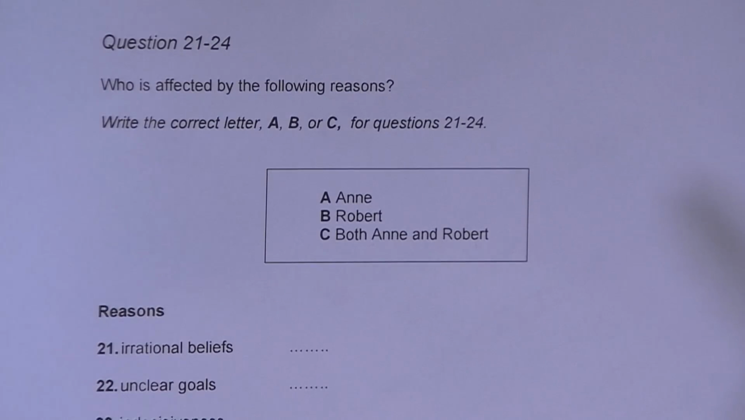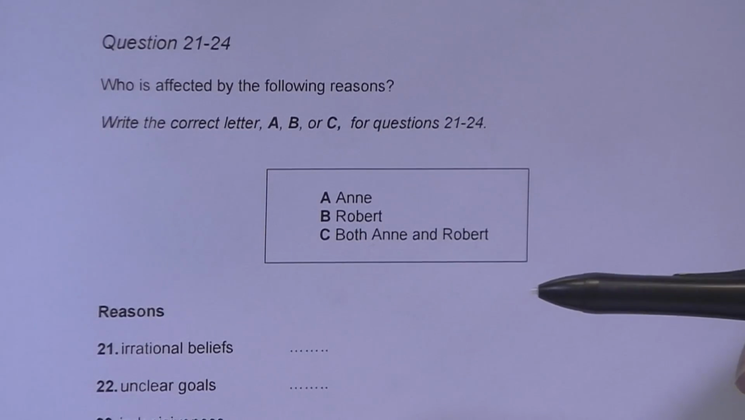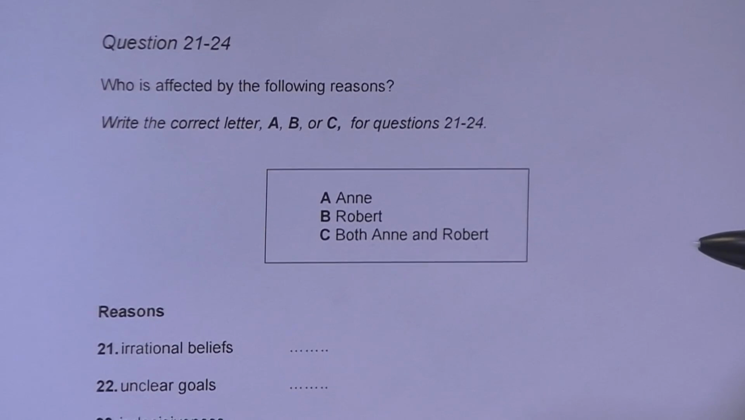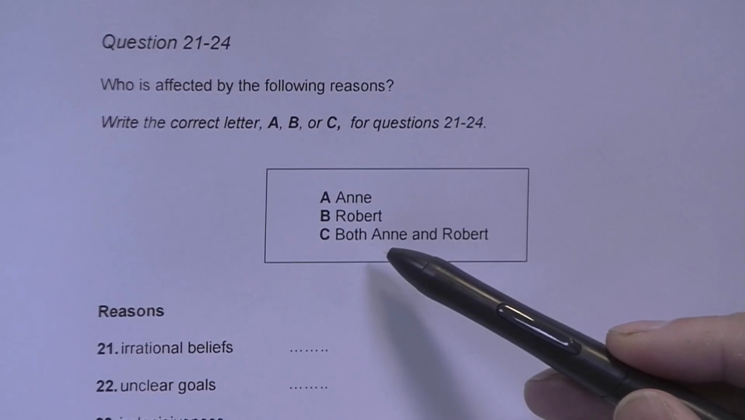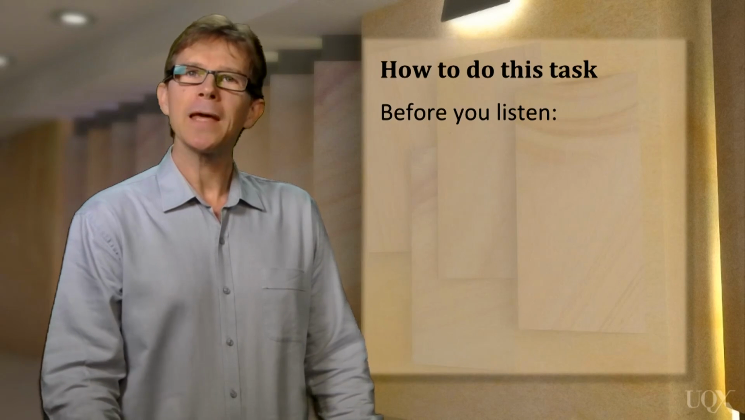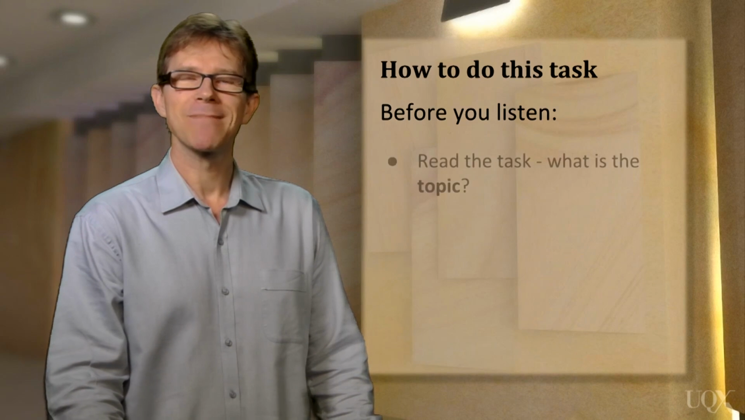Notice that you must only write one of these letters, A, B or C, next to each question number on your answer sheet. Also, as in this example, you may see a both or neither category. So now let's talk about how to do the classification task.